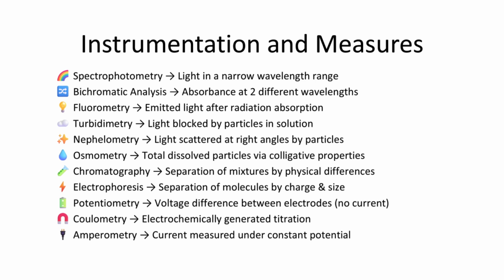Chromatography separates mixtures into components based on physical and chemical differences. Electrophoresis separates molecules based on ionic charge and size. Potentiometry measures voltage differences between reference and indicator electrodes, with no current flowing. Coulometry involves titration using an electrochemically generated titrant, such as silver ions for chloride measurement. Amperometry measures current flowing through a cell when a constant potential is applied, such as in oxygen electrodes. In summary, each technique uses light, particles, charge, or electrical properties to detect and quantify substances, all essential for modern diagnostics.